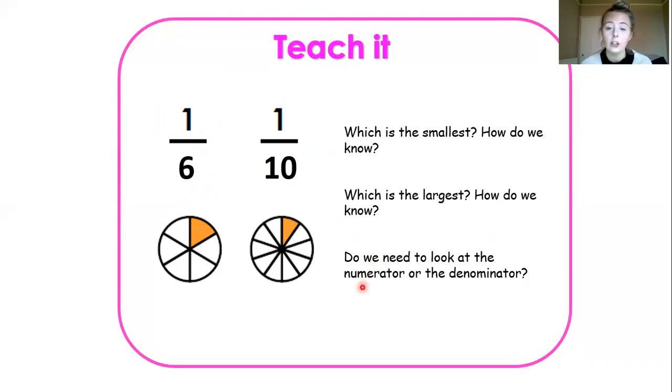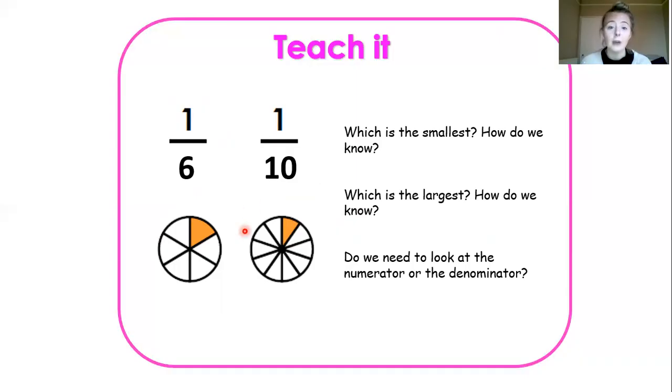So answering this question down here, do we need to look at the numerator or the denominator? We don't need to look at the numerators because they're all the same. Just like with our fractions that have the same denominator, we don't look at the denominator because they are all the same. So with unit fractions, we don't look at the numerators, we look at the denominators, don't we?